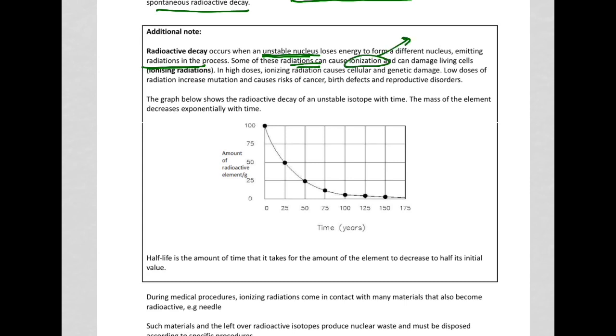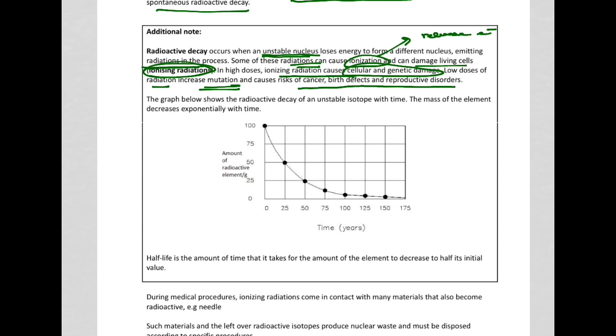Some of these radiations can cause ionization. Ionization is when you are going to release electrons, right? And it can damage living cells. These are called ionizing radiations. In high doses, ionizing radiation causes cellular and genetic damage. Low doses of radiation increase mutation and cause risks of cancer, birth defects, and reproductive diseases.